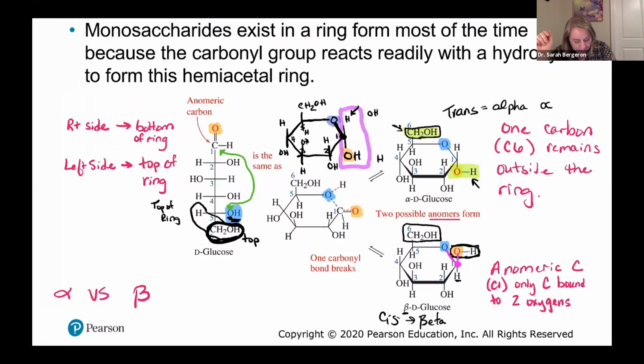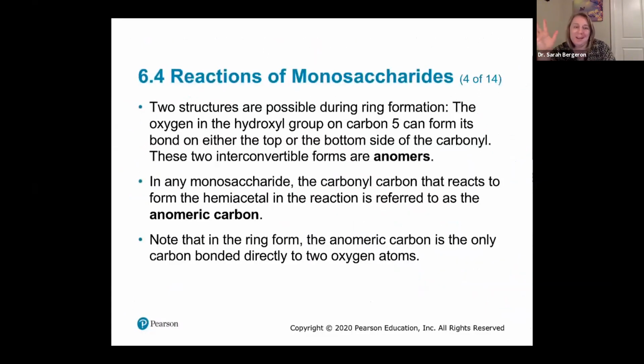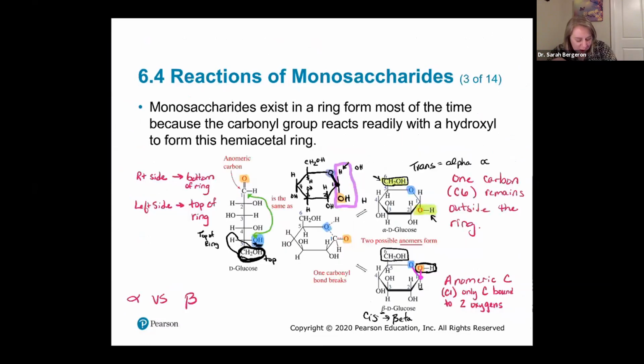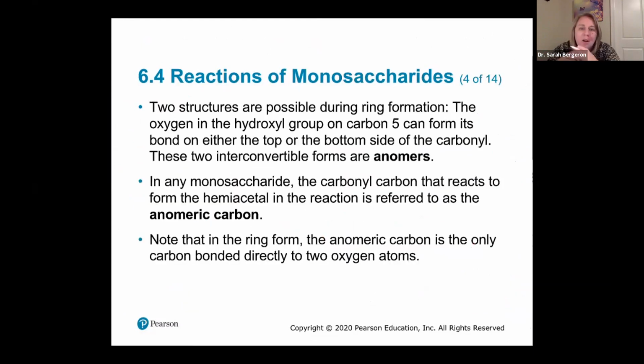Okay. So let's take our notes on all the things we did. That was kind of a lot. To summarize, we can make 2 structures when we go from a straight chain into a ring formation. And why does that happen? Because the oxygen on the hydroxyl group of carbon 5 will form a bond with the carbonyl. And either that bond will go on the top of the ring or the bottom of the ring. And we call that alpha beta anomers.